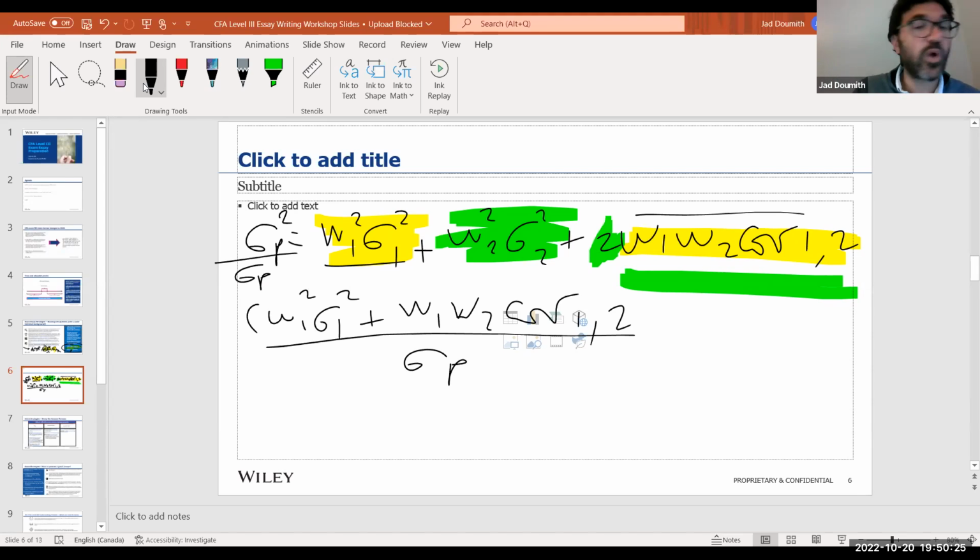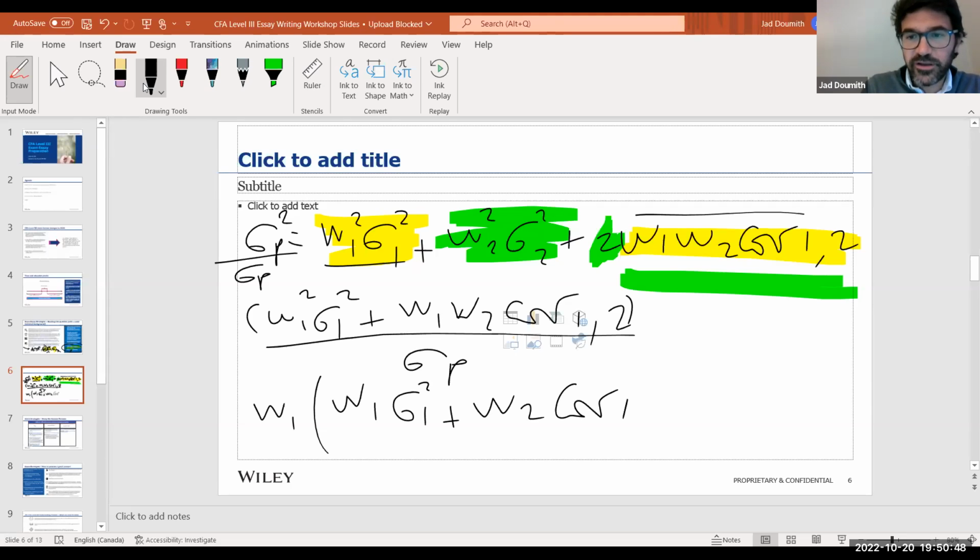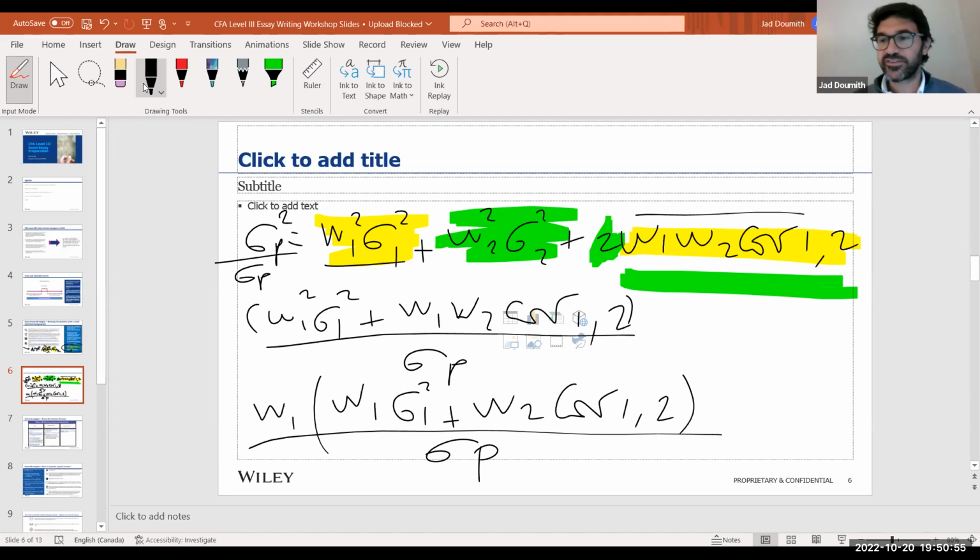How much does asset one contribute to the total standard deviation? From here, it's a very fast, very simple mathematical manipulation. What I will do here is put the W1 outside, and then you'd have inside W1 variance 1 plus W2 covariance 1, 2, and then this is divided by sigma. This is the contribution of asset one to the standard deviation of the portfolio. Now let's continue.